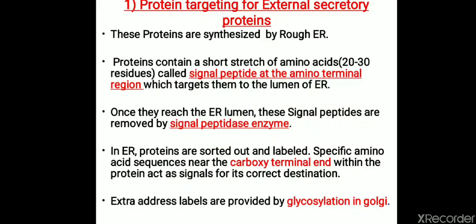Once the newly synthesized polypeptide reaches the lumen of the endoplasmic reticulum, the signal peptide is removed by another enzyme, known as signal peptidase. Within the endoplasmic reticulum, these proteins are sorted and labeled, and later some specific amino acid sequences are added to the carboxy terminal end, and this sequence acts as a signal molecule for its correct destination. There are also additional modifications like the glycosylation reaction that takes place in the Golgi body. So this is the protein targeting process for the external secretory protein.